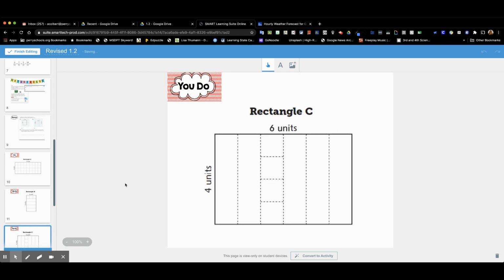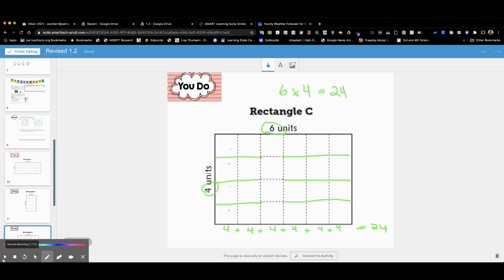And this last one is for you to do. I want you to pause your screen, get a piece of paper, a whiteboard, something, and try it on your own. What is the area of rectangle C? I see that it's a 4 by 6. So we've got 4 this way and 6 this way. Pause the video now, come back and check.